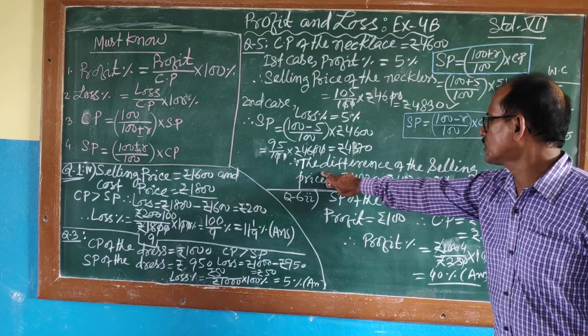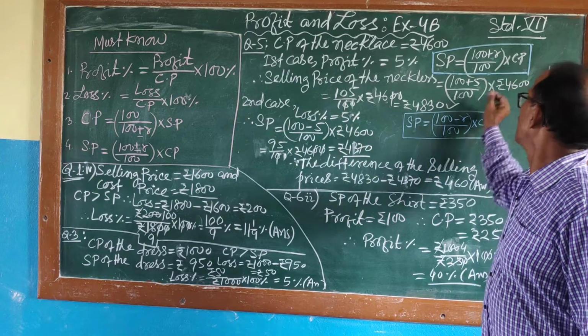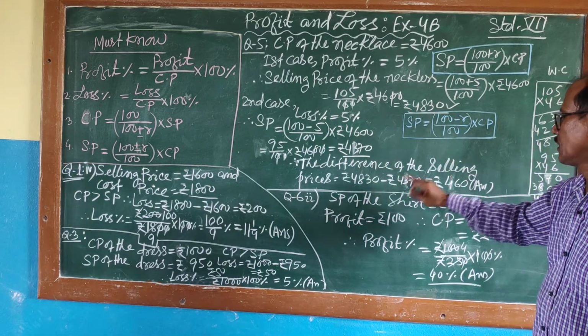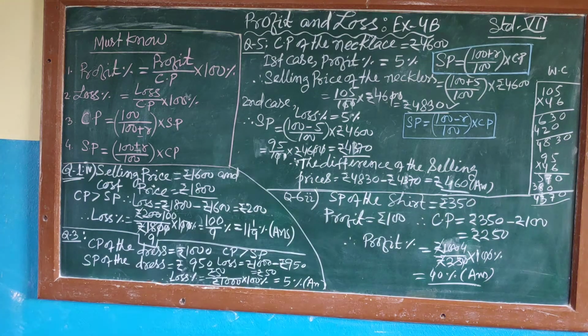The difference of the selling prices is asked. This is one selling price and this is the other selling price. So the difference of them will be 4,830 minus 4,370, which is equal to 460. I hope you have understood it.